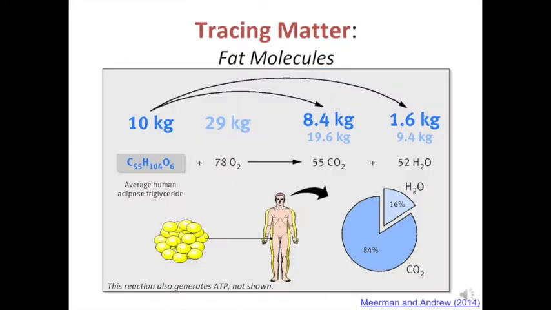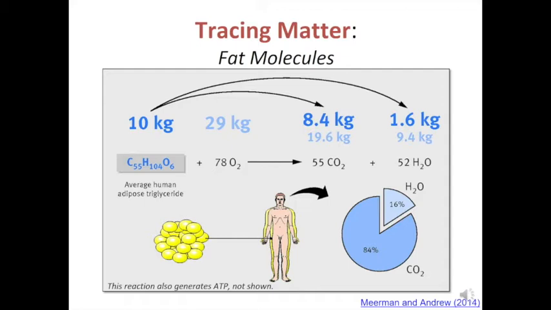The chemical process of breaking down fat molecules requires oxygen. In this example, if we want to break down 10 kilograms of fat, and remember that each fat molecule contains 55 carbon atoms, we would need 29 kilograms of oxygen. The carbon from our 10 kilos of fat molecules would be broken down into carbon dioxide and water, where 84% of those carbon atoms were incorporated into carbon dioxide, so that would be 8.4 kilograms of matter from the fat breathed out as carbon dioxide.